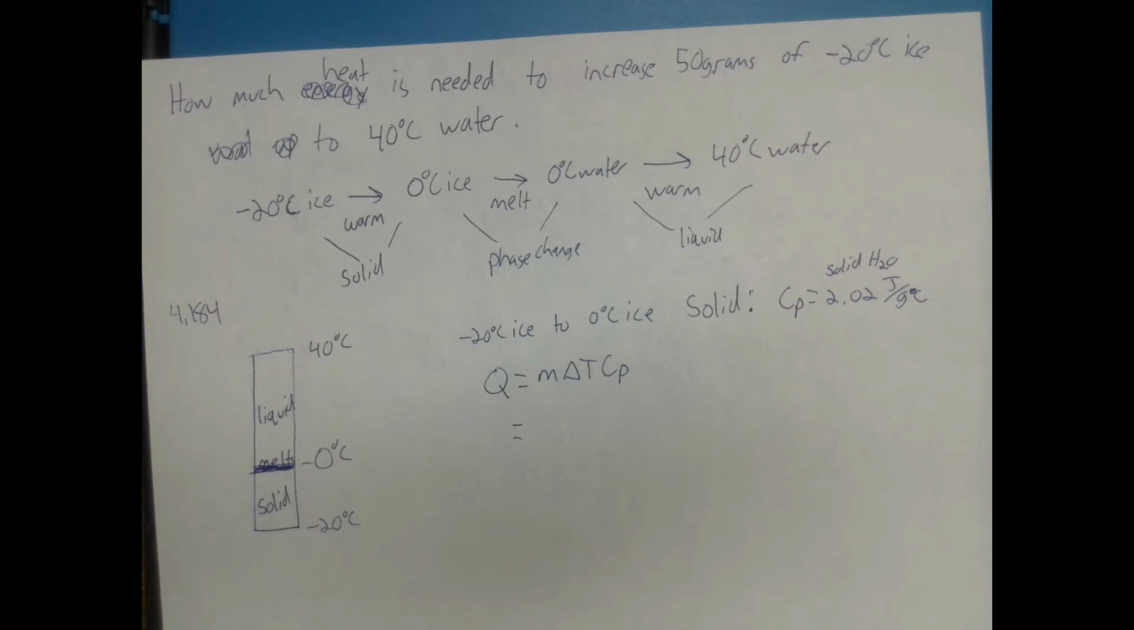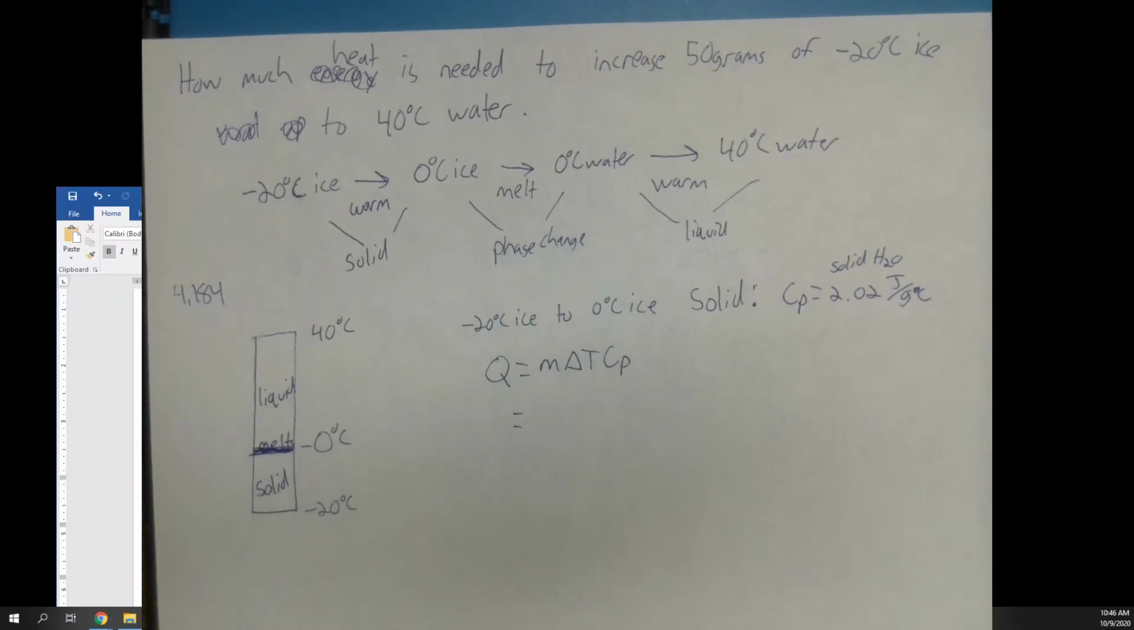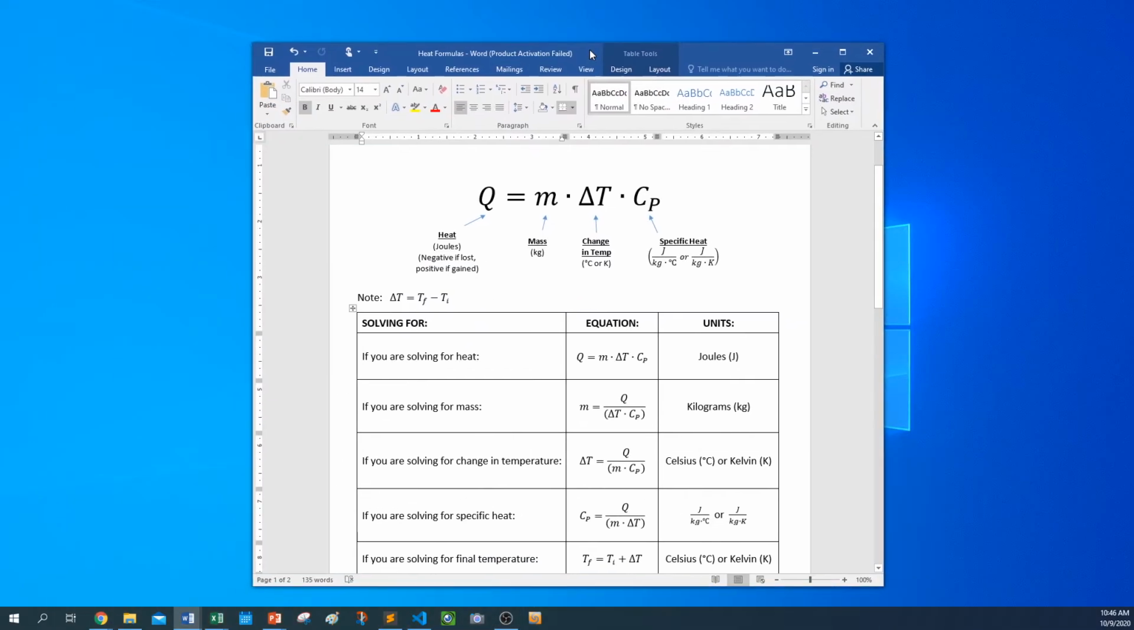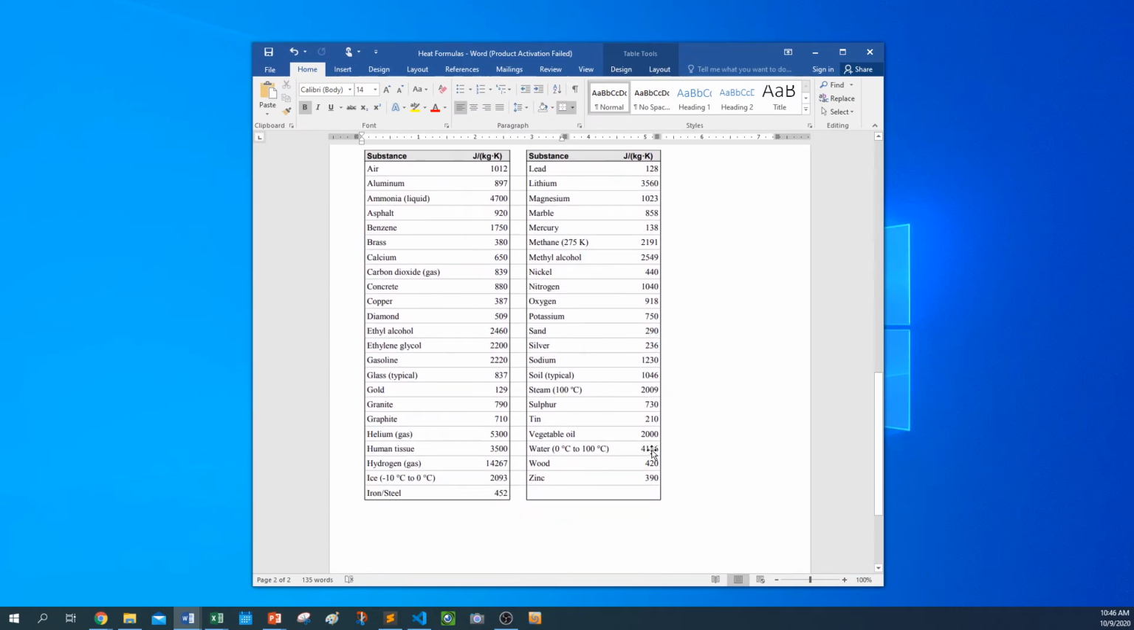Like the homework I actually have for this class uses 2.01, and then I think the test uses 2.02. And then IPC, they use kilograms, so it'll be about 1,000. But they have water as 4.4186. They have ice as 2093, so 2.093. And they have steam as 2009.